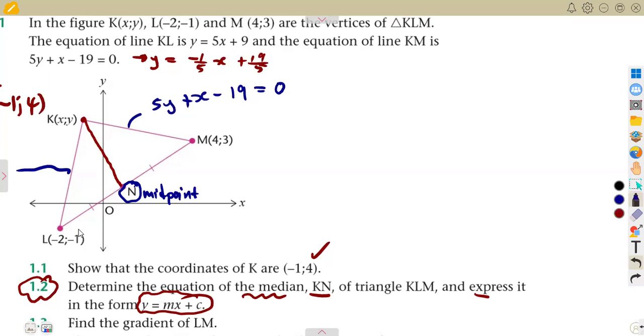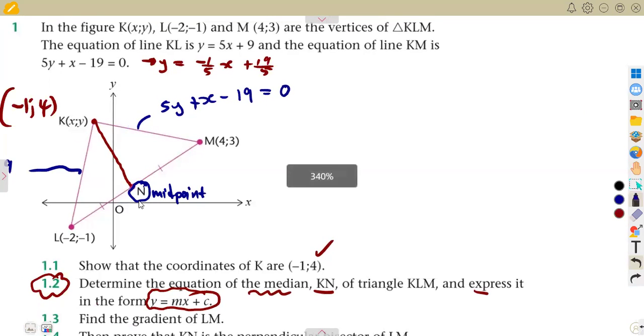So if it's drawn to the midpoint, I simply have to determine, because I have the point K, remember, the one that we proved here. So what we simply need is to find N, which is the midpoint. So that's the case there. All right, 1.2. Like I said before, N is the midpoint. So to determine N, you are going to use the midpoint concept.